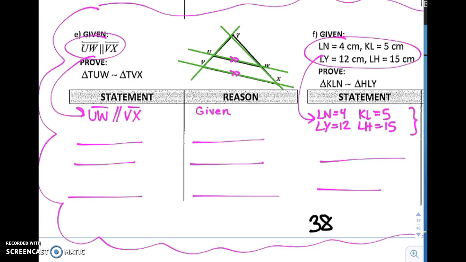Okay, the second one is letter E, and the given information is that segment UW is parallel to segment BX. So I wrote that as the given, and then I kind of extended all my lines in this picture right here, so you can see 2 parallel lines cut by a transversal. So if you look at these lines here, you have corresponding angles right here. So angle, let's call them 1 and 2 if you want. Angle 1 and 2 are congruent because corresponding angles are congruent.